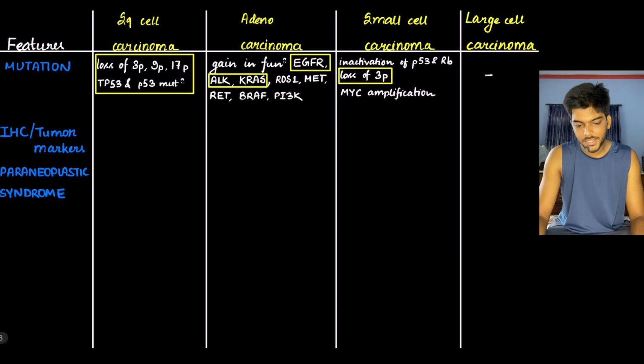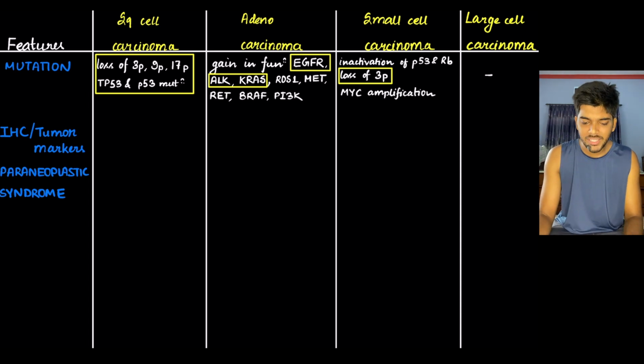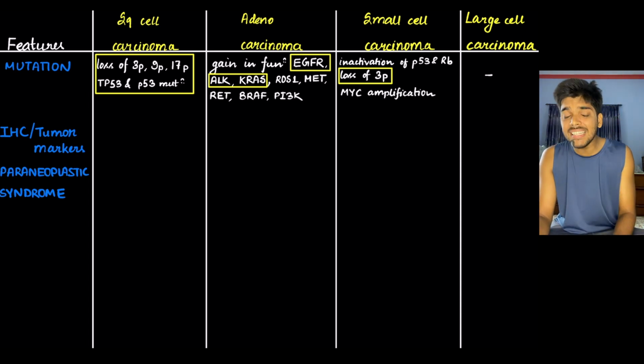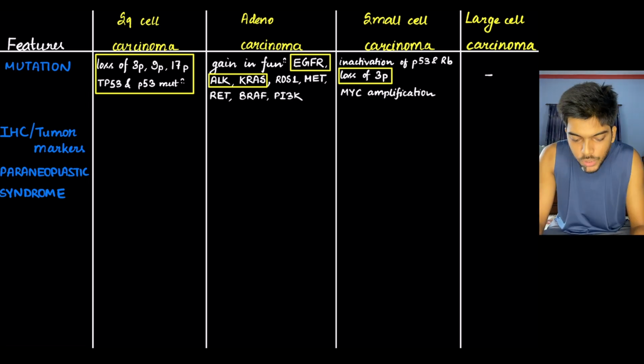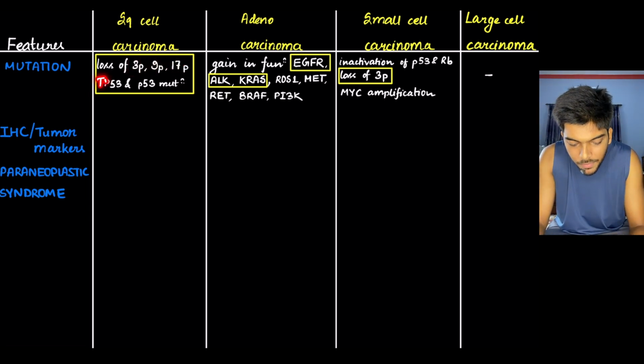Okay, next, mutations. I can't be of much help for mutations. Now that you have to mug up on your own. There are lots of mutations given for each of the carcinomas, but at least remember the most important mutations. Squamous cell carcinoma, there is loss of 3p, 9p, and 17p, or there is TP53 and P53 mutation.